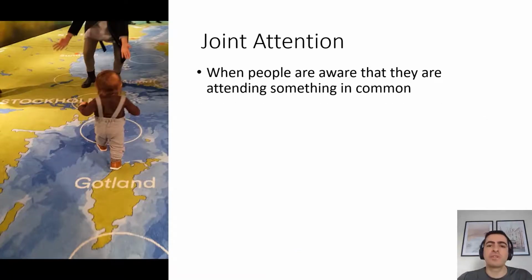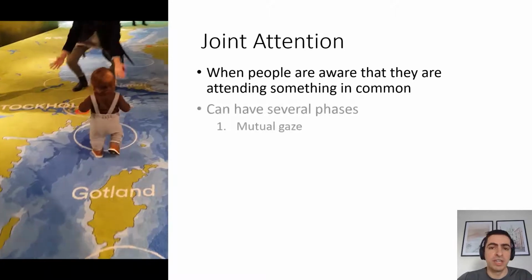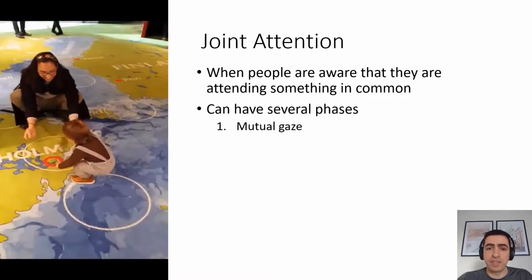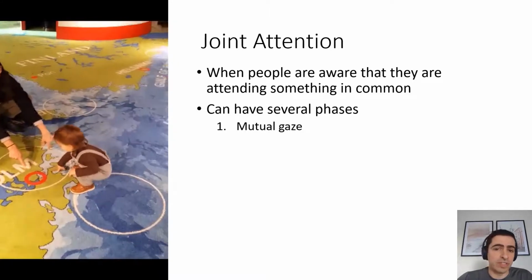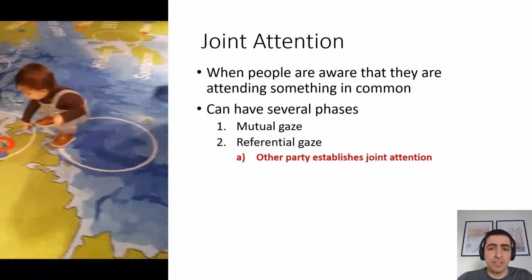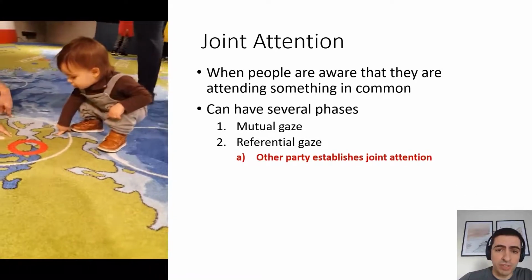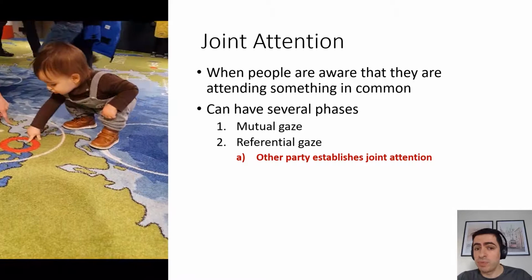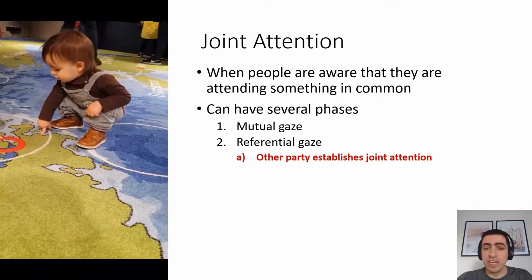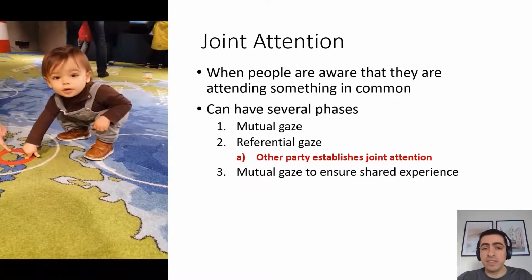If social interaction partners are mutually aware that they are attending to a common target, that phenomenon is generally described as joint attention, which is the focus of our work. This usually involves several phases. Mutual gaze is used to establish attention, then referential gaze is used to draw attention to an object of interest. The other party then typically responds and establishes joint attention. And finally, mutual gaze is established again to ensure a shared experience.